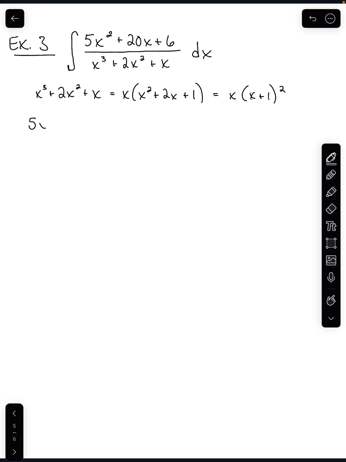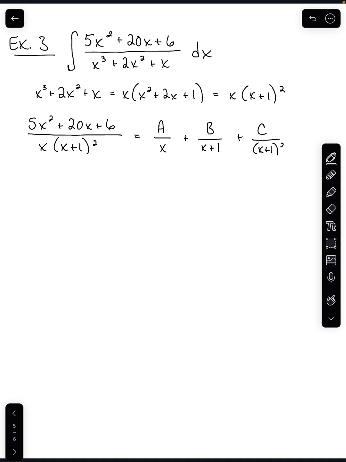We'll come back to the integration later. Thus, the rational expression 5x squared plus 20x plus 6 over, at this point I will write its factored denominator, x times x plus 1 squared, would have a partial fraction decomposition equal to the sum of 3 fractions. A constant numerator over the linear factor x. And then since x plus 1 is a repeated linear factor, we're going to have a constant numerator over x plus 1 to the first power, plus a different constant numerator over x plus 1 to the second power.